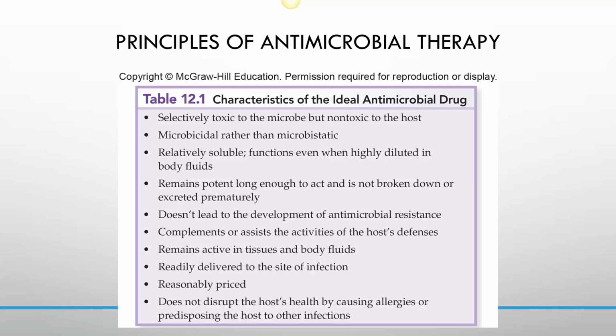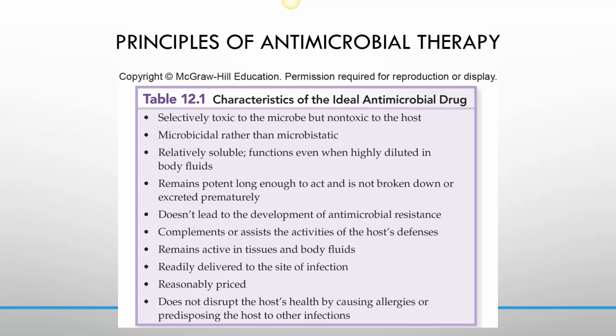So there's a lot of things to consider when designing an antimicrobial drug. It remains potent long enough to act and is not broken down or excreted prematurely. We'll talk about artemisinin later on. It's an antimalarial drug, and that one gets excreted prematurely. Within a couple days, all of the drug is out of your system. So it has a very short half-life, meaning that half of the drug has been metabolized or used up or excreted from the body in a very short period of time. Most drugs are going to be excreted through the urinary system, and we don't want that to happen. We want it to stay in the body long enough so that it can actually do its job.